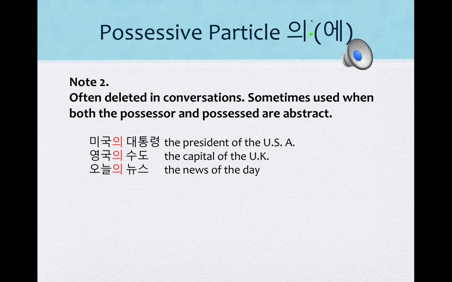Technically, you actually need a particle after the possessor before you put the possessed. And the particle is 의, which is very hard to pronounce. It's basically two vowels melded into one, 의. So oftentimes Koreans kind of skip over it and it gets reduced to something like 에. Often deleted in conversations, as you saw in the previous slide. Sometimes used when both the possessor and possessed are abstract.